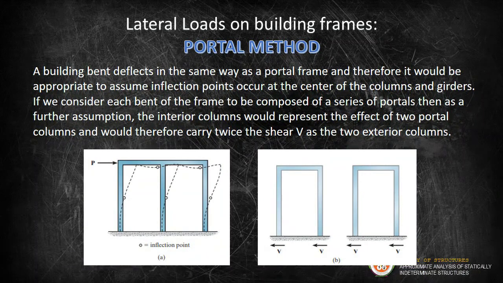Lateral loads on building frames using the portal method. A building bent deflects in the same way as a portal frame, and therefore, it would be appropriate to assume inflection points occur at the center of the columns and girders. If we consider each bent of the frame to be composed of a series of portals, then, as a further assumption, the interior columns would represent the effect of two portal columns, and would therefore carry twice the shear as the two exterior columns.